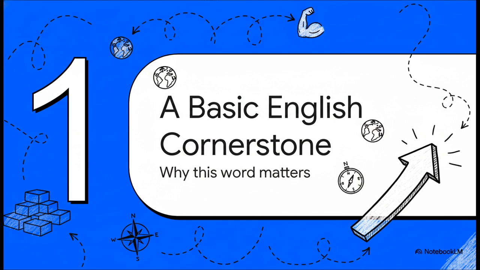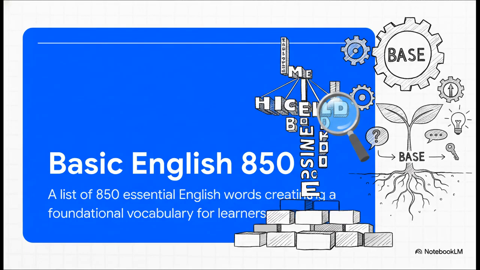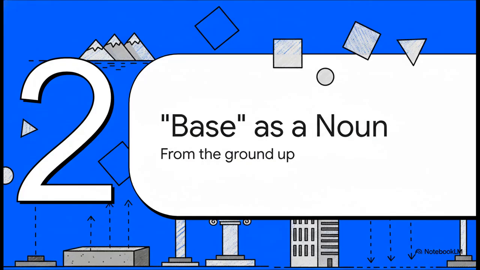What does it really mean to be on the Basic English 850 list? It's way more than just a cool piece of trivia. It's basically a map for learners, pointing out the words that give you the most bang for your buck. Think of this list as a kind of streamlined toolkit for speaking English. The whole idea is that with just these 850 words, you can get almost any idea across. That's why really, truly understanding a word like base is such a huge step toward fluency. All right, let's start building our knowledge, from the ground up.